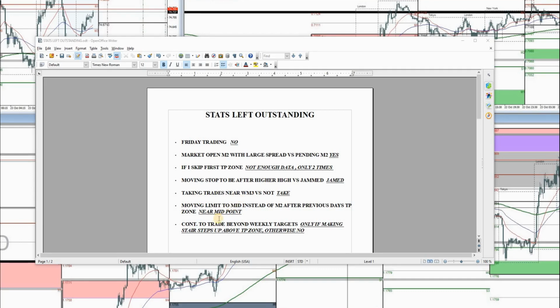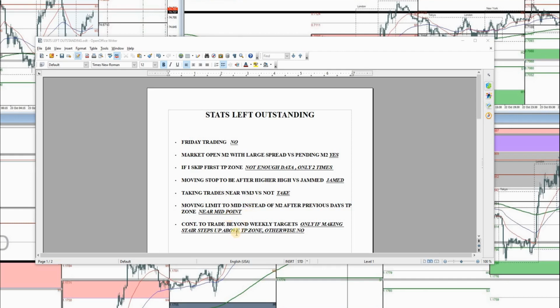Okay, so am I going to move my limit to the mid? Basically, if price reached the red zone and I'm going to take the M2, am I going to get it really close to the M2, or am I going to have it more of a midpoint? And the answer is I'm going to take it near the midpoints, because more often than not, price doesn't go all the way down to M2. So I do want to lift it up just a little bit and take those trades.